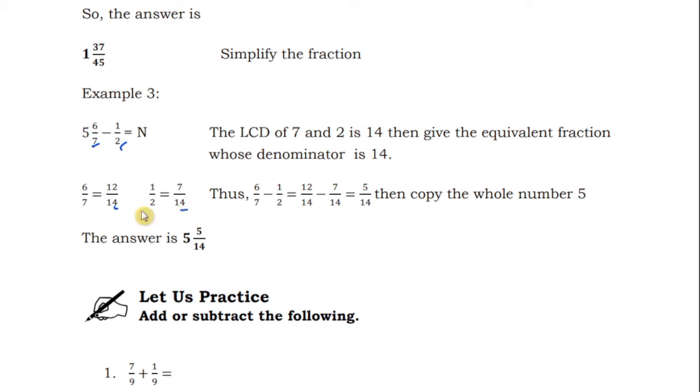Okay, how to get the 12? So 14 divided by 7, that is 2. 2 times 6 is 12. 14 divided by 2 is 7, times 1 is 7. So we have now 7 over 14, which is the same as 1/2, and 12 over 14, which is the same as 6 over 7.